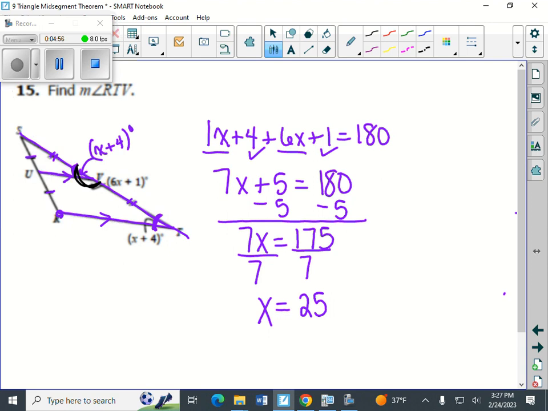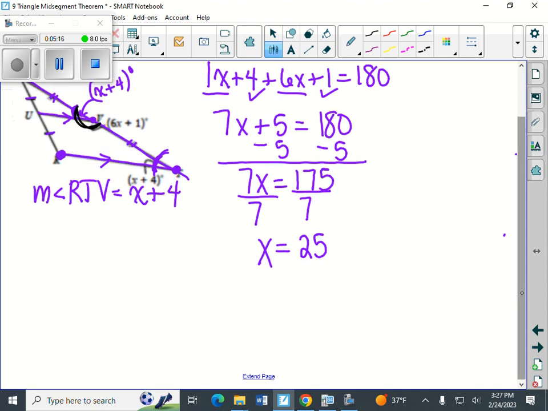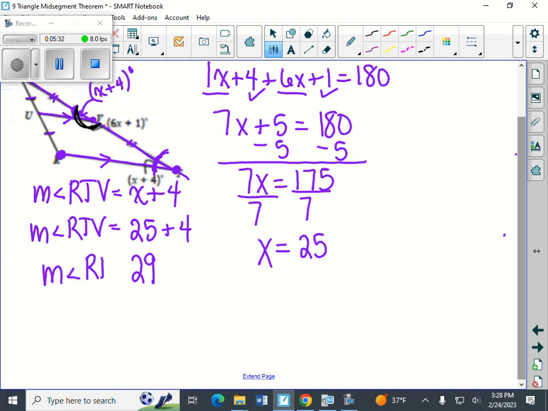Well, here's R, here's T, here's V. So we need to find the measure of this angle. So the measure of angle RTV has a value of x plus 4. And we're going to take our value that we just found for x of 25. And then we get our measure of angle RTV. When we add those together, 25 plus 4 is 29, which is our measure of angle RTV. 29 degrees.